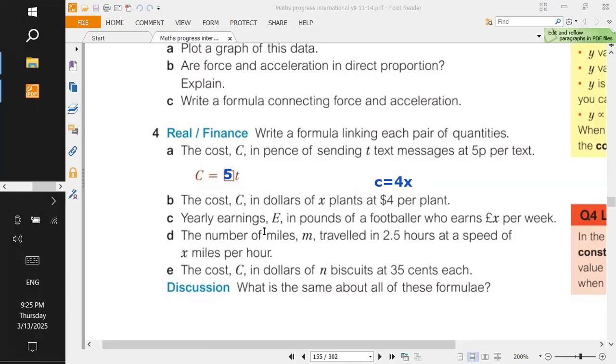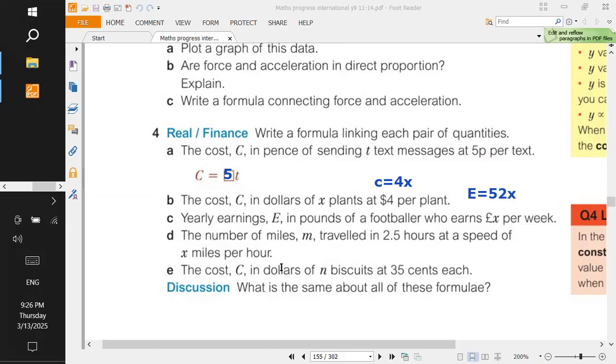Question C here. Yearly earnings E in pounds of a footballer who earns X pounds per week. Now this is different because he earns X pounds per week, and they need it in a year. This means we write it like this: E equals, how many weeks do we have in a year? Very good. We have 52 weeks. It means we're going to write it like this: 52 multiplied by X. It means how much money he's taking per week multiplied by 52 weeks will give me the yearly earnings.